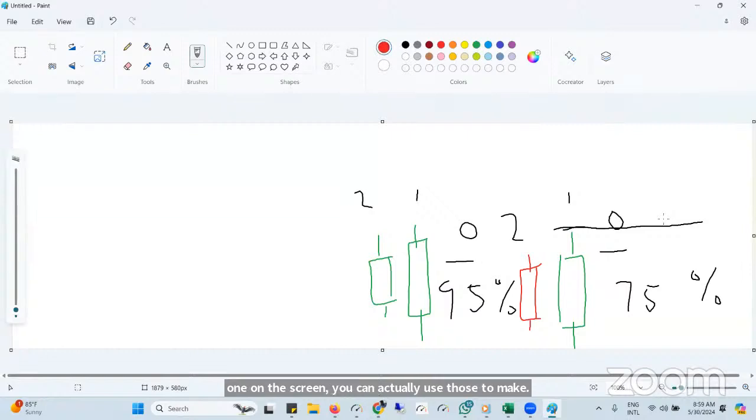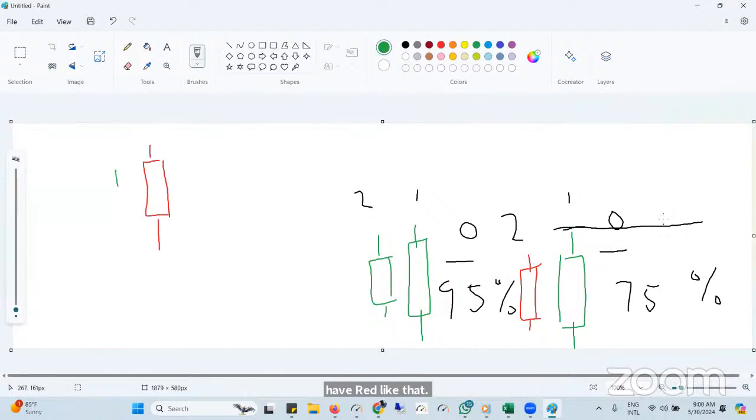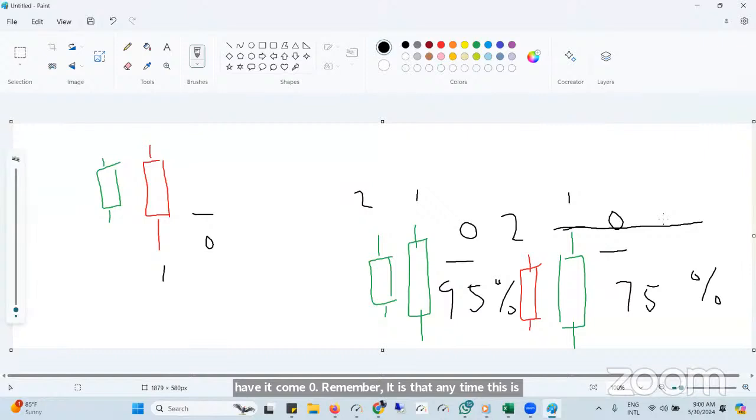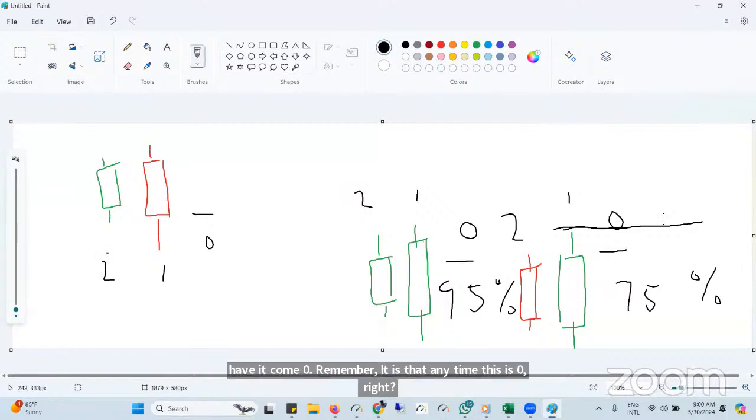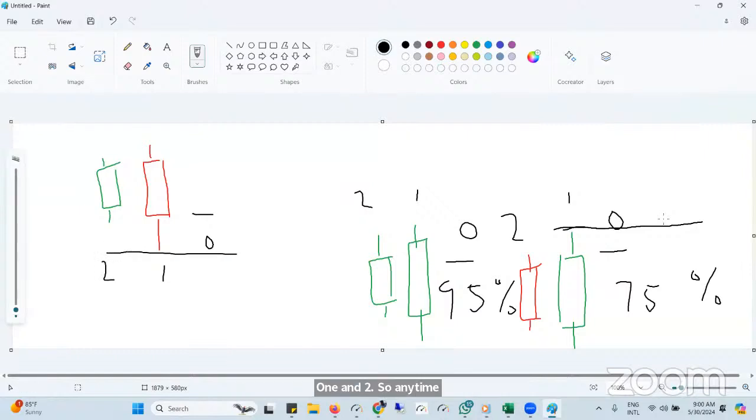If you have a situation whereby you have a red candle engulfing a green, like so, and then you have a candle 0, still forming, in the series 0, 1 and 2, anytime 0 crosses below the low of 1, you can sell. That means the price wants to travel down. Here, the price wants to travel up, right?